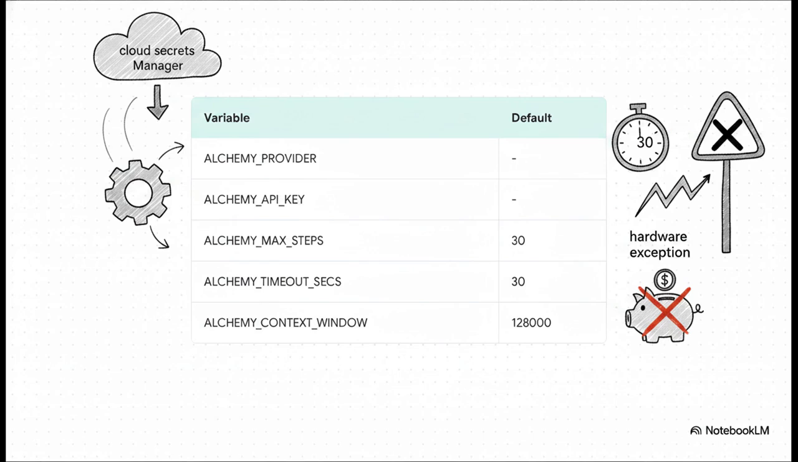Obviously, you absolutely need to set your Alchemy_provider and your Alchemy_API key, but I really want to draw your attention to Alchemy max steps. By default, this is set to 30. This is the hard limit on the agent's loop iterations. Think about it. If the agent gets totally confused trying to cross-reference some bizarre, totally undocumented hardware exception, this hard stop kicks in so it doesn't just get stuck in an infinite loop and rack up a massive API bill. It's a crucial, absolutely necessary safety net.